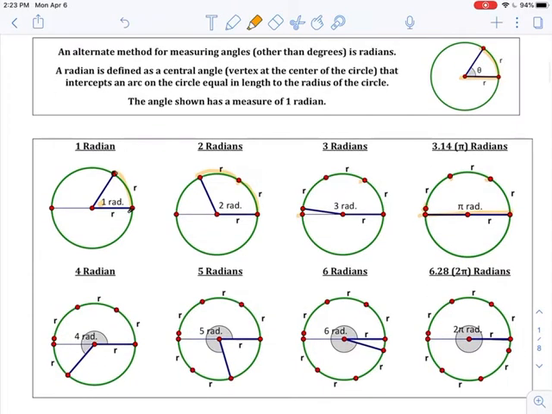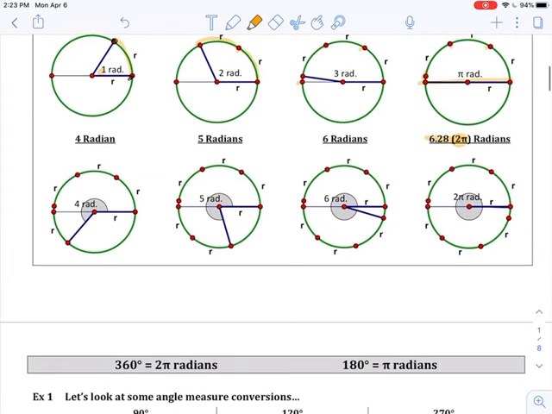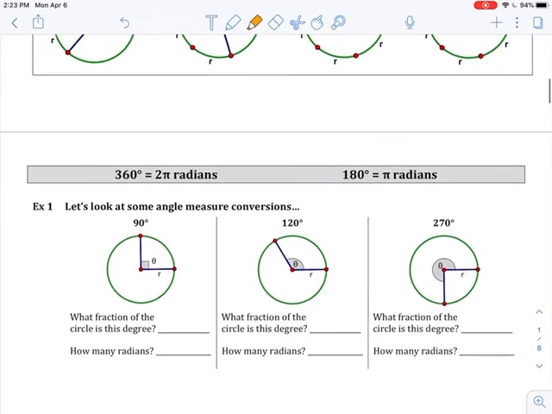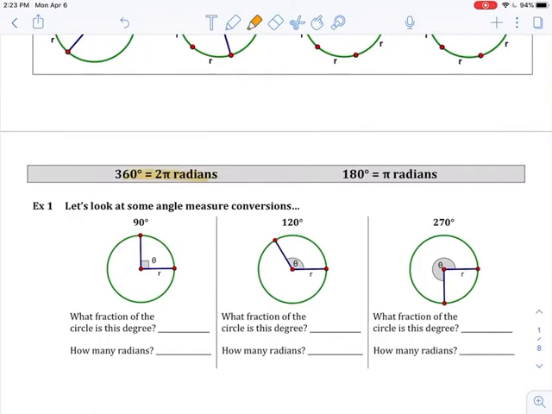All right. And again, you can see down there, if we get to 360 degrees, it's just slightly bigger than 6. That 3.14 plus that 3.14 is going to be 2 pi. That is the measure of the full circle. So 360 degrees equals 2 pi radians, and 180 degrees equals pi radians.